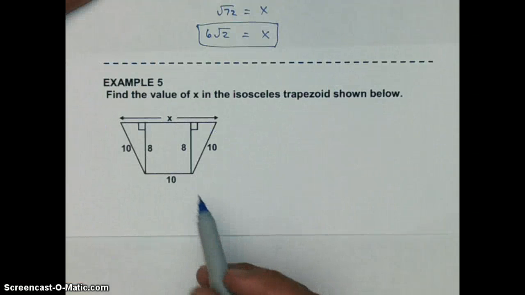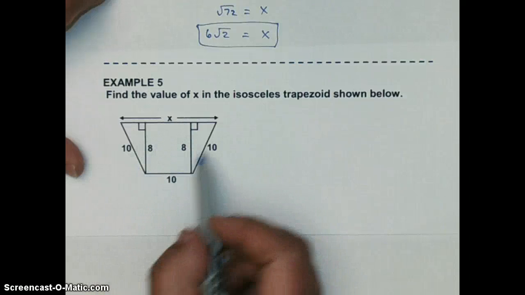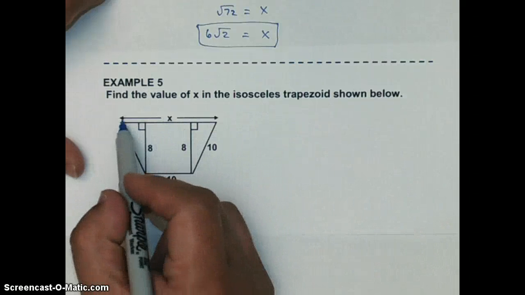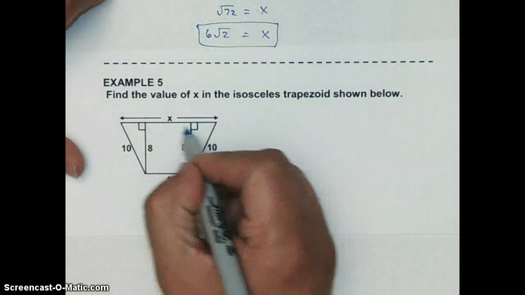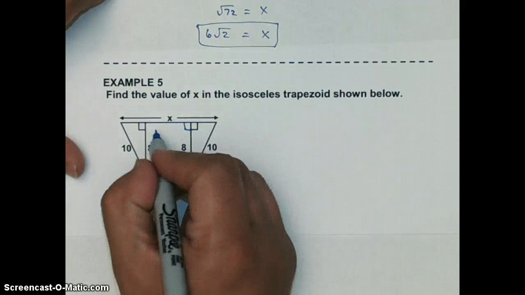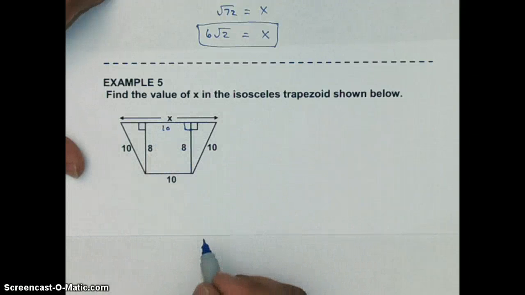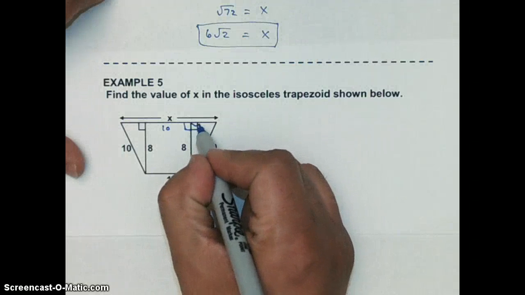Alright, next example, I'm going to give you something that's a little more involved. It's an isosceles trapezoid. We want to find the distance x. Right, well, if this is 90 degrees, that means this is 90. So inside here I have a rectangle. So I know this distance has to be 10. Right, and I want to find out what this little piece right here is.